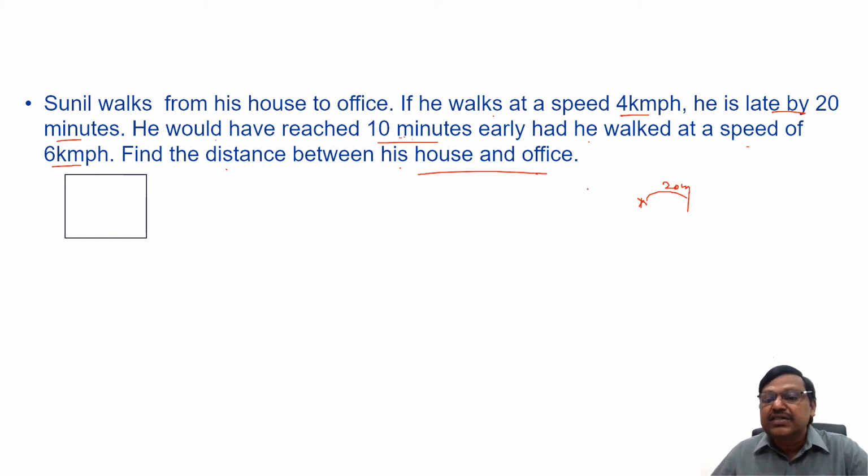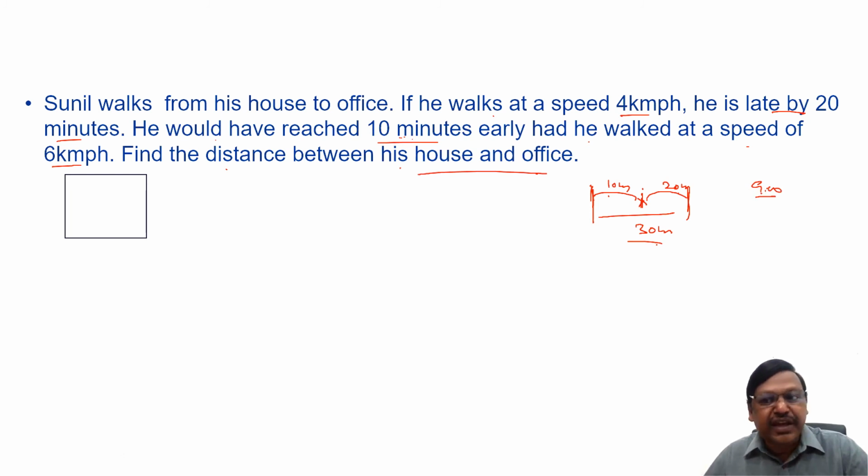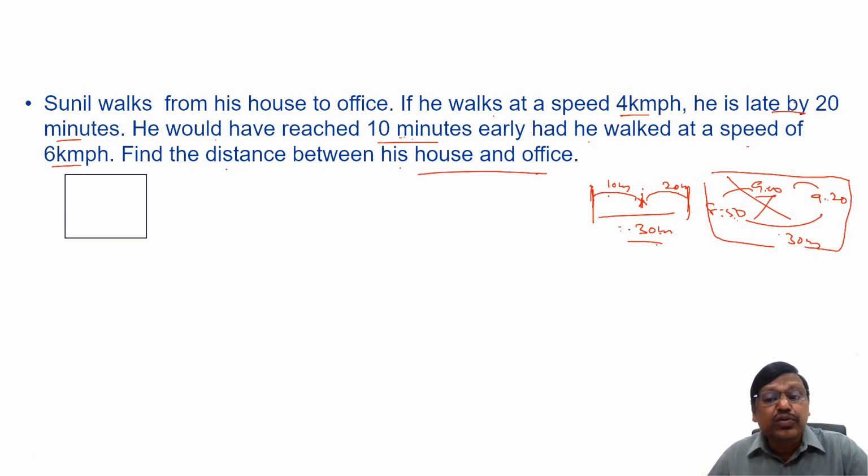Second case is 10 minutes early. That means he is reaching 10 minutes before, or taking 10 minutes less time. So first case 20 minutes late, second case 10 minutes early means the difference between these two is 30 minutes. Let me give an example. Suppose he is supposed to reach the office by say 9 a.m. First day is late by 20 minutes means he has reached the office by 9:20. Second case he reached the office 10 minutes early means he reached 8:50. 8:50, 9:20, the difference is 30 minutes or not? Yes. I'm just giving an example, right? So basically the difference between the two events is 30 minutes.